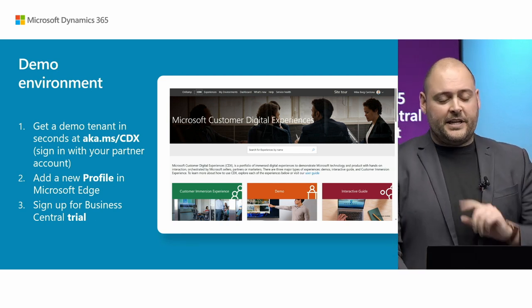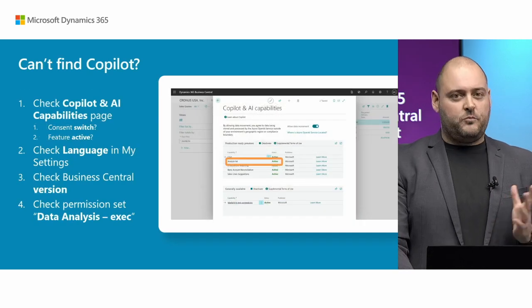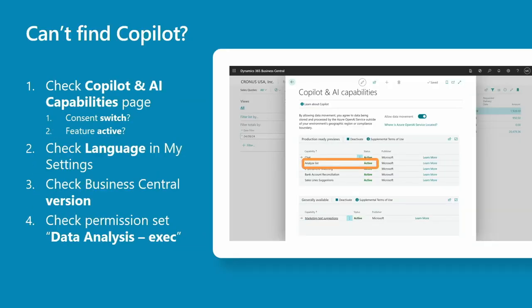If you don't see it in that environment, there's a few things you can watch out for. So first of all, check the Copilot and AI capabilities page. We've created this single, simple space for admins to go in and be able to find exactly which Copilot capabilities are in my environment. So we give that transparency, but also control. So you may need to check, is this particular feature active or has it been deactivated in there? That might be why you don't see it in the environment.